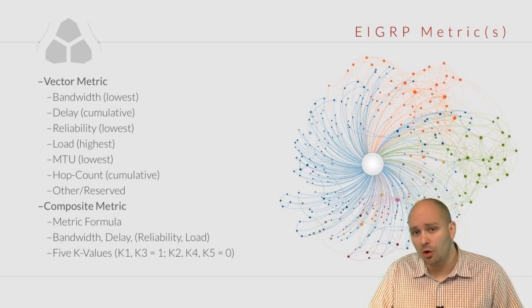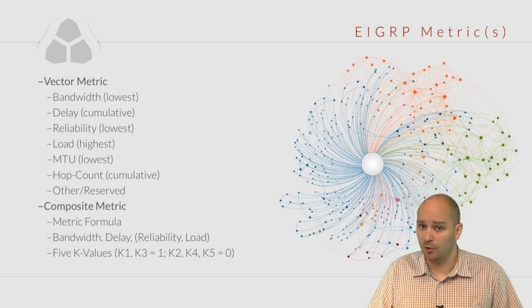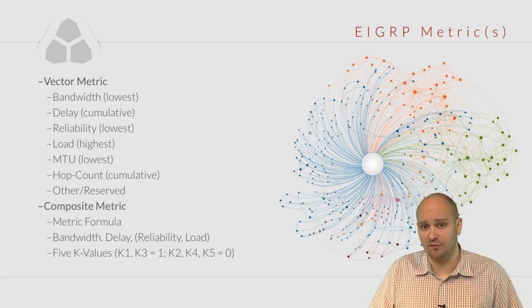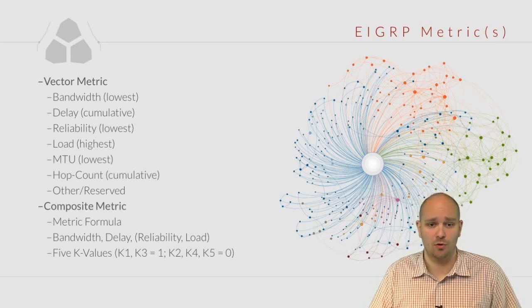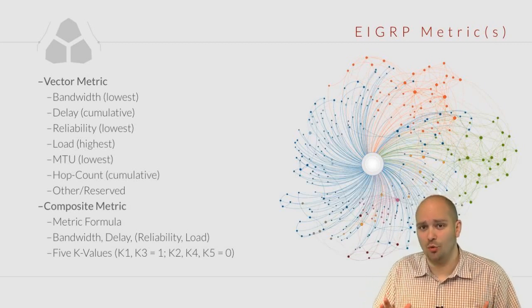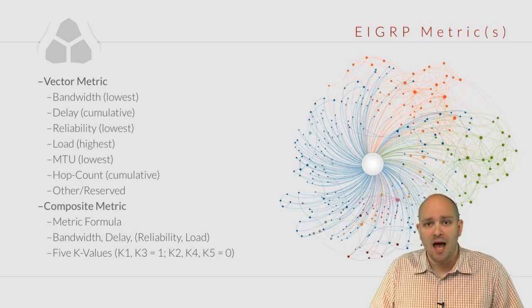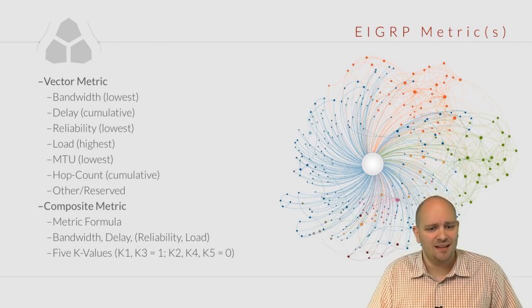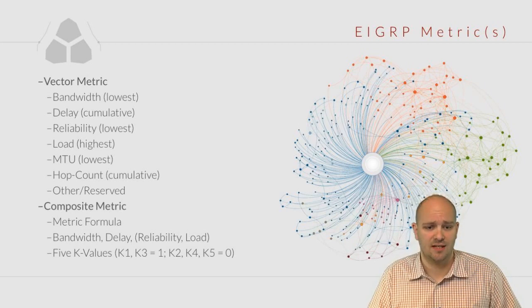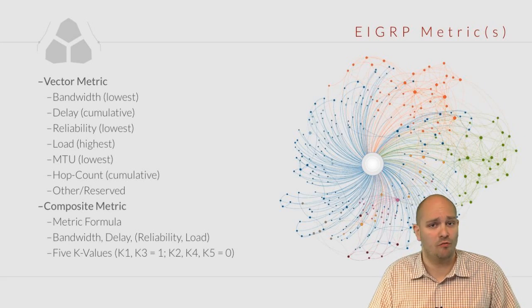bandwidth, and only the lowest value of the bandwidth on the entire path is going to be carried along. Delay, which is the cumulative value of all the delays configured on the interfaces along the path. Reliability, and here we are again keeping just the lowest value on the path. Load, and the highest value is kept. Now, the next two are a matter of debate. Some people consider these to be part of the metric, some don't. I personally do consider them to be part of the vector metric, and they are MTU, where only the lowest value is carried, and the hop count, which is the cumulative value, and it by default has a maximum value of 100.